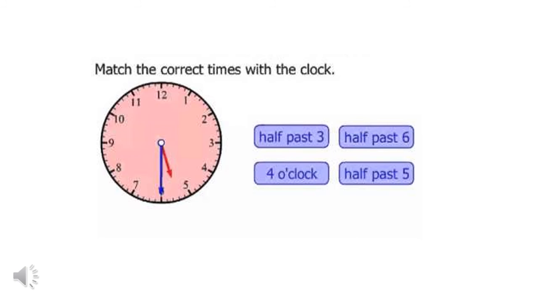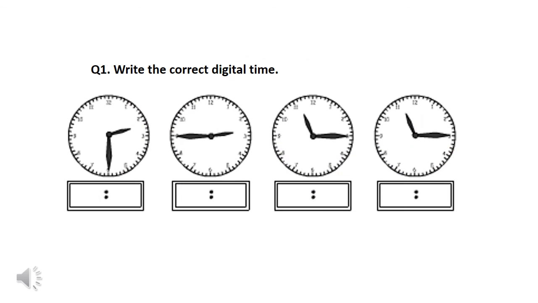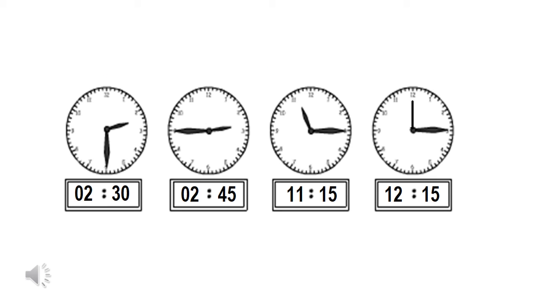Let's have some more practice. Match the correct time with the clock. Now, match your answer. I hope you have done it correctly. As we have done the practice of analog clock, now let's have some practice of digital time. Write the correct digital time in these boxes after watching these analog clocks carefully. Match your answers and find the correct answers.